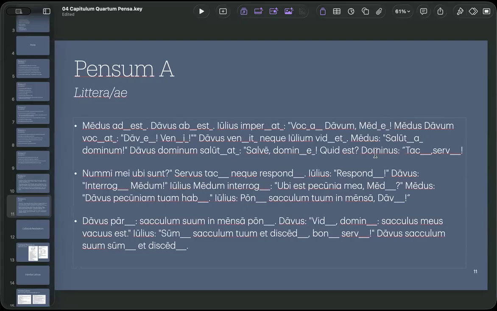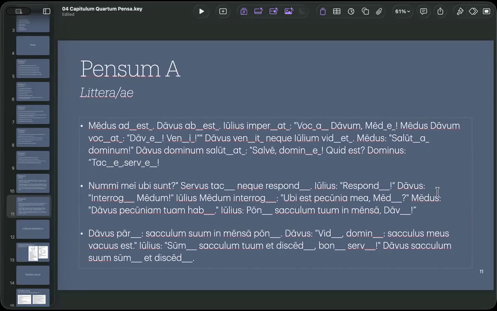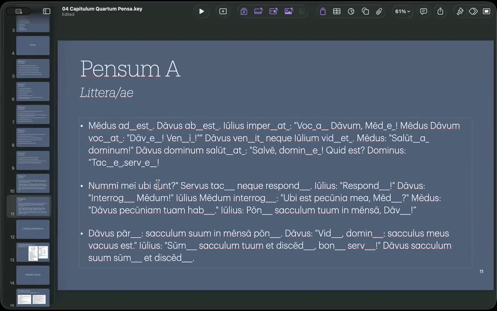Dominus: Tace, serve. Nummi mei ubi sunt? Servus tacet. Neque respondet. Is it respondet? Sorry, it is respondet. Yeah, I have ET. I wrote down ET. Yeah, Julius. That's the problem. Julius, right? Yeah, that's right, because it's respondet.